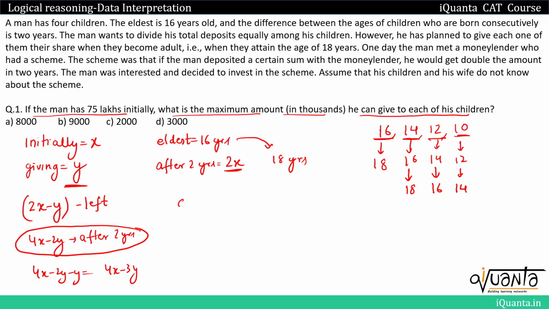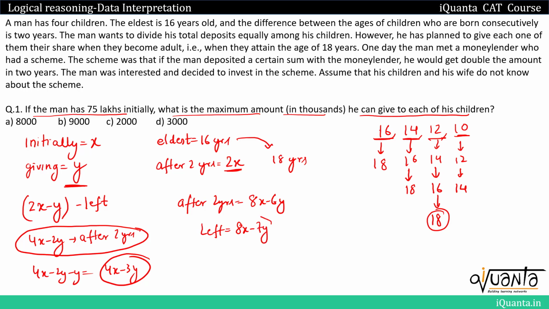So what will happen after another 2 years? After another 2 years, whatever money he was left with, that was 4x minus 3y, it will be doubled. So 2 times 4x minus 3y will be 8x minus 6y, and from this money he will now give y rupees to this third child who has just become 18 years old. So if we subtract y from 8x minus 6y, money left will be 8x minus 6y minus y, it will become 8x minus 7y. So this is the money he is left with now.